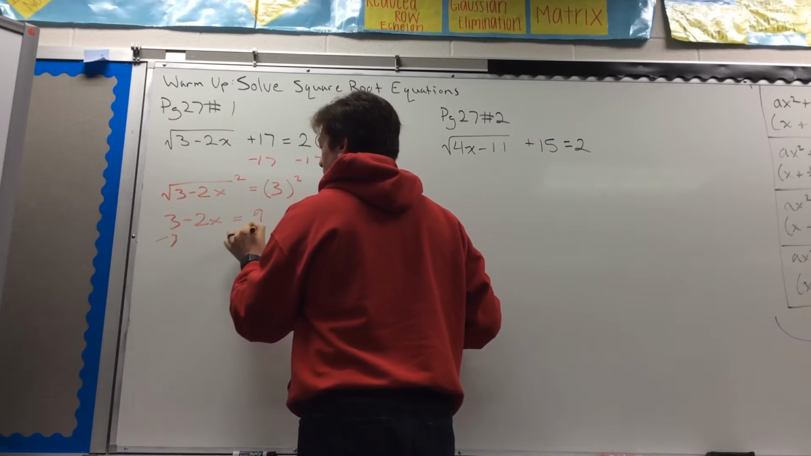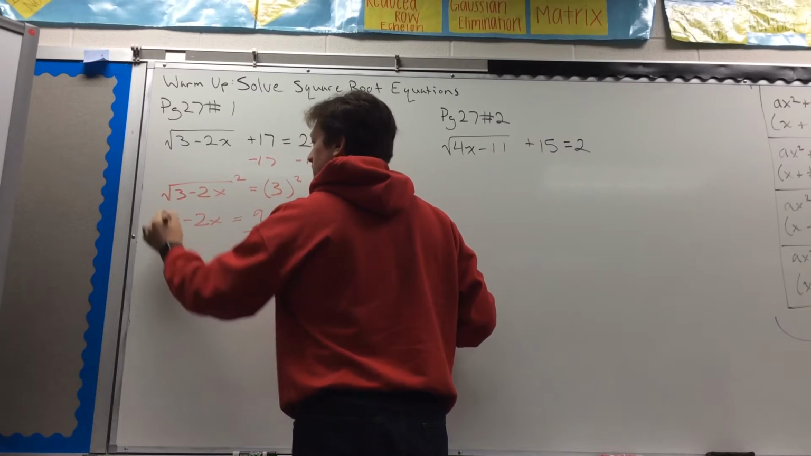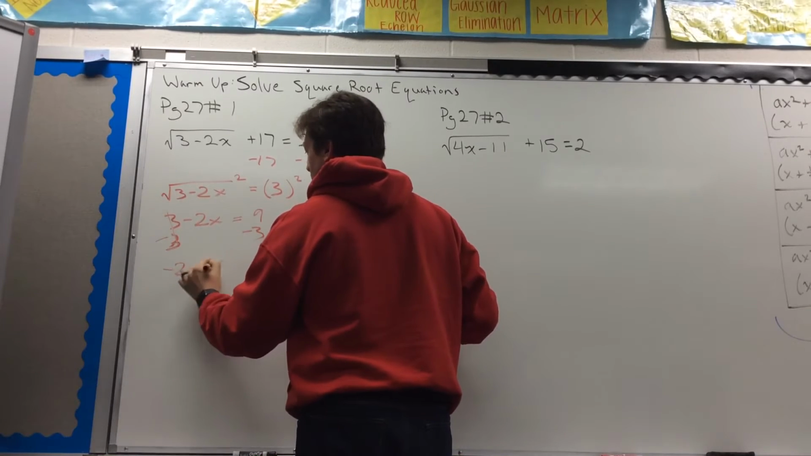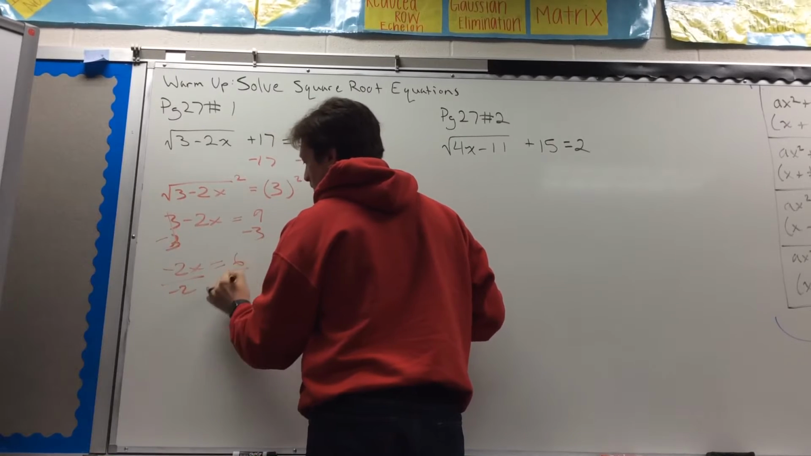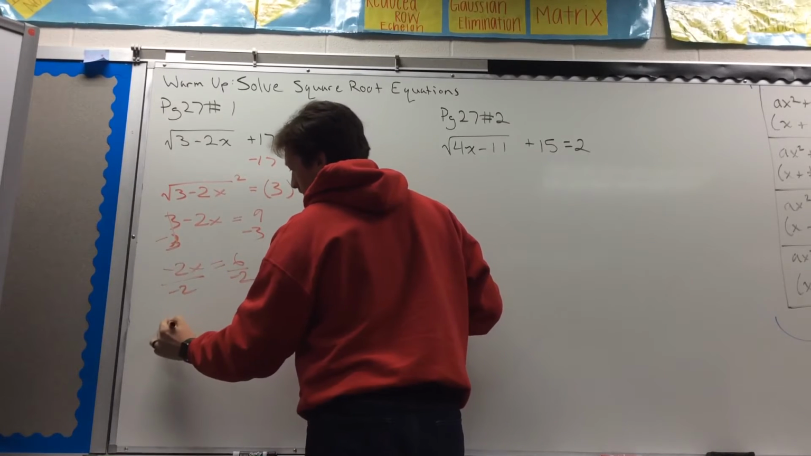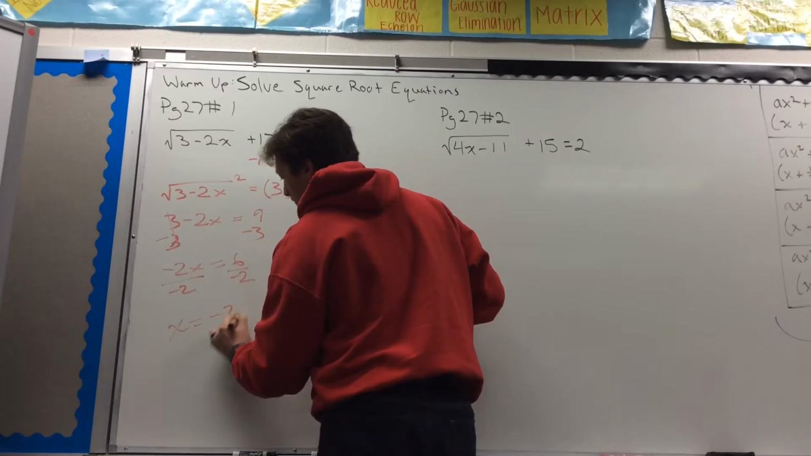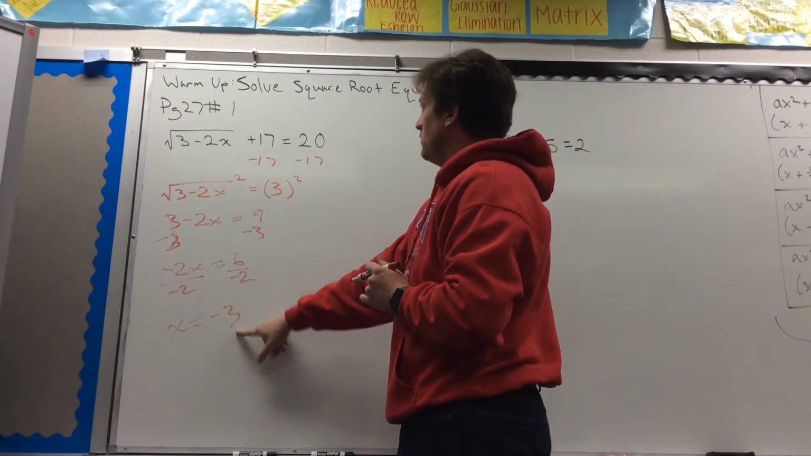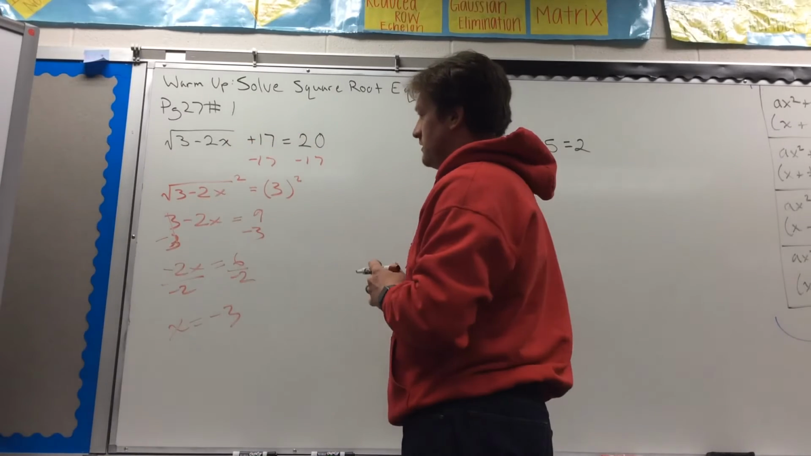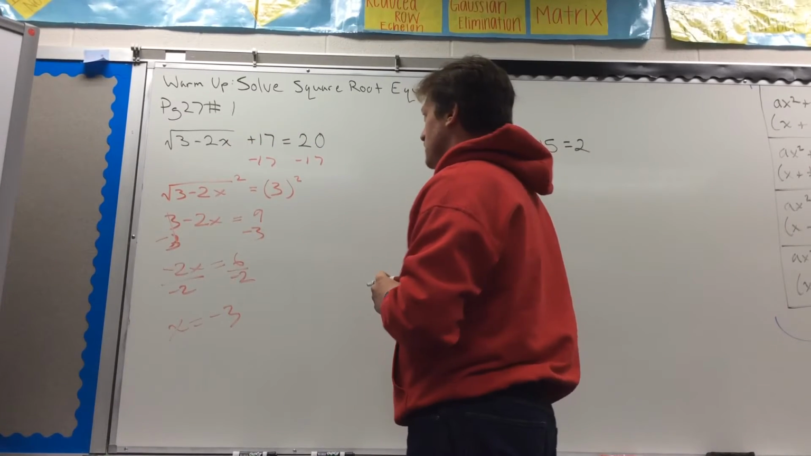Minus 3 on both sides. That's going to give me negative 2x is equal to 6. And then we're going to divide by negative 2 on both sides. And that's going to give me x is equal to negative 3. Now it is equal to a negative number, but that's after we solve. So what we're going to do is plug it back into here and check it to see what is going to happen with this answer.